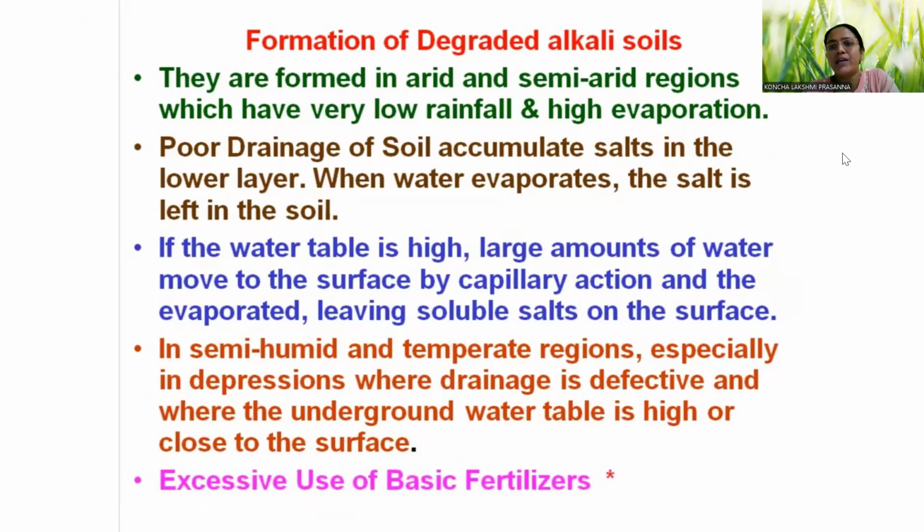Here, the formation of degraded alkali soils occurs in arid and semi-arid conditions, where there is low rainfall and a high evaporation and transpiration rate. Due to poor drainage conditions, more salts accumulate on the top layers of soil, thereby causing the alkali soil. If the water table is high, more water is moved into the surface layer by capillary action. Due to more evaporation, the salts are present on the top surface layer, causing the degraded alkali soils. And these soils are also formed by the excessive use of basic fertilizers.